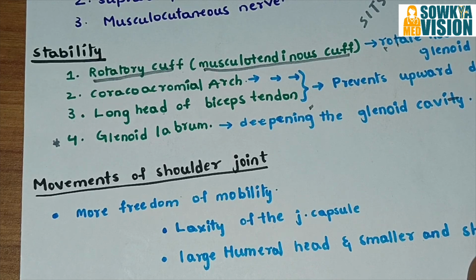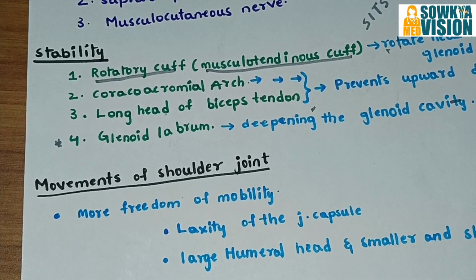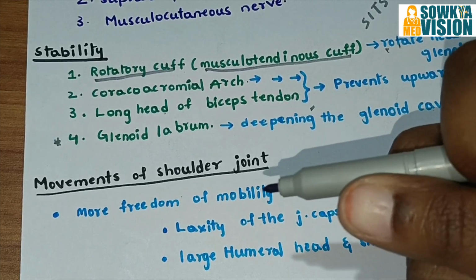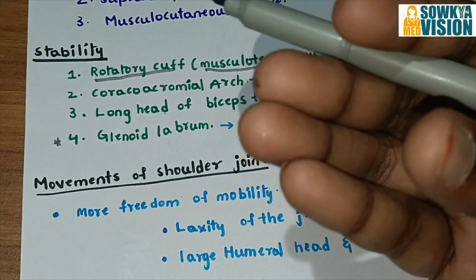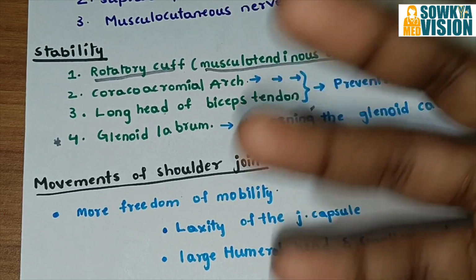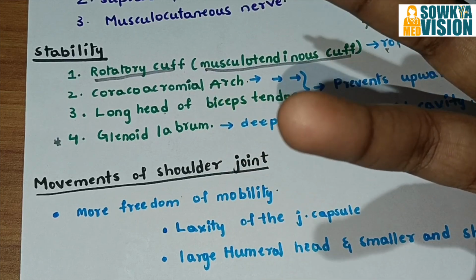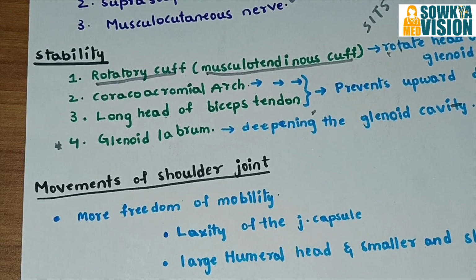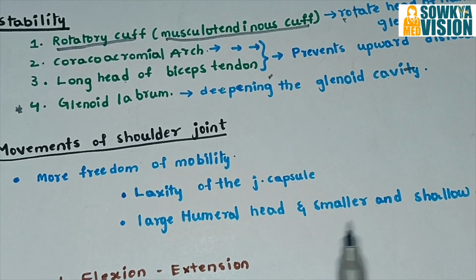So what are the movements of the shoulder joint? It is a freely movable joint. Yes, it has more freedom of mobility. Why? The large head of humerus is fixed in the small shallow cavity, that is the glenoid cavity. So it has more mobility and less stability. Yes, laxity of the joint capsule, the large head and the small, shallow glenoid cavity give the joint more freedom of mobility. Now let's see the movements.